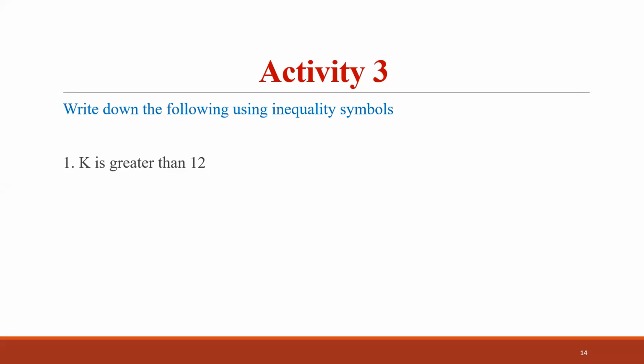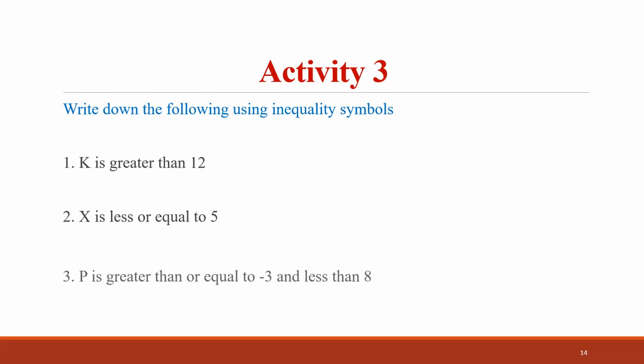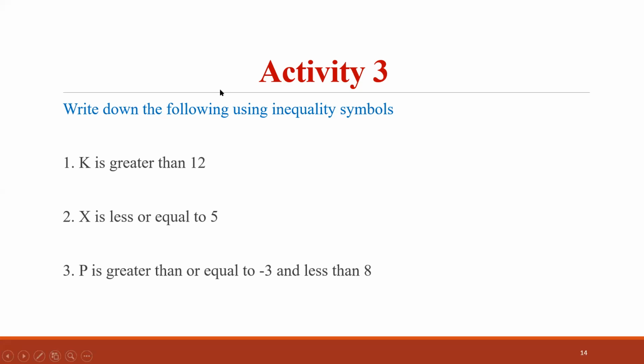Are you done? I want to give you another task. So those are the three numbers. Number 1, k is greater than 12. Number 2, x is less than or equal to 5. Then p is greater than or equal to 3 and less than 8.